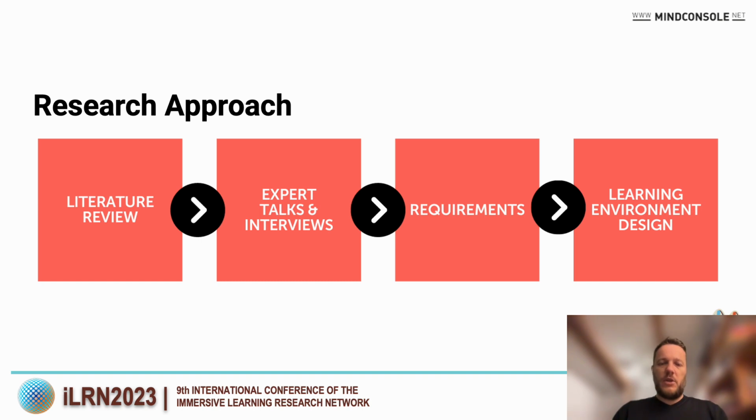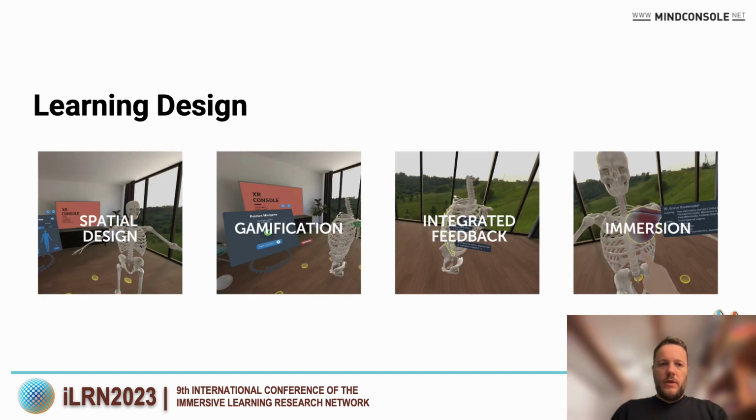Then we used that information and these requirements to create a new learning environment design, which is presented on the following slide. Our learning design consisted of four principles. The first principle was spatial design, with a 3D representation of all the anatomical structures. Then we used gamification mechanics to make it more fun and to ensure that the application could be used very frequently. We also included integrated feedback, to not only give feedback on errors, but also show the students the solutions and how they could improve.